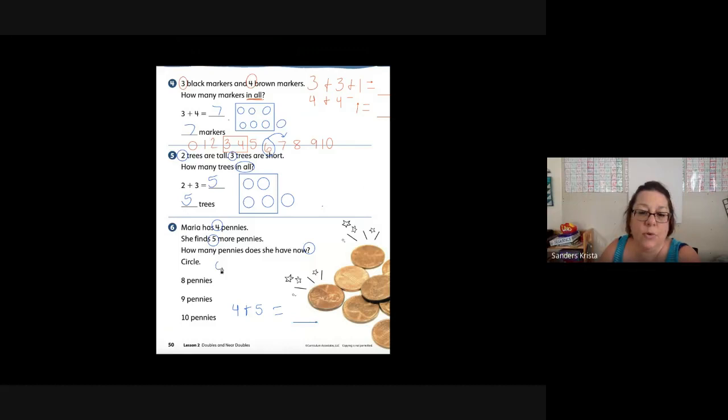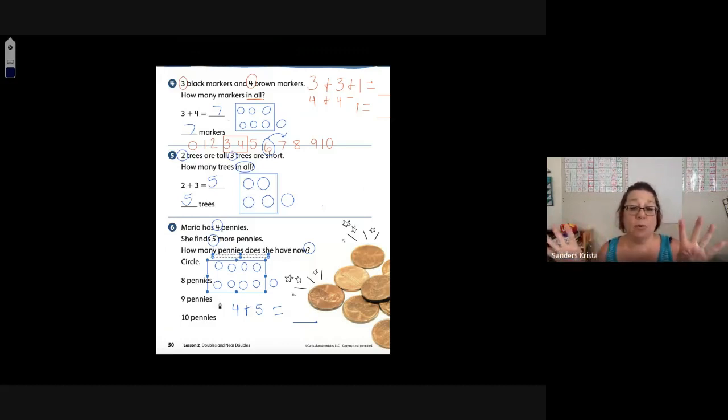Okay, so I'm going to draw 4. 1, 2, 3, 4. And I'm going to draw 5 more. 1, 2, 3, 4, 5. Just looking at that, I know that I can box up a double and then put those together. That's just simpler for me in my brain. 4 plus 4 equals 8. That's great. And then count that extra 1 equals 9. So 4 plus 5 equals 9.